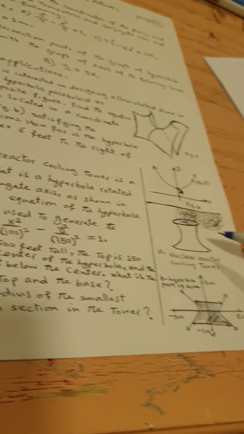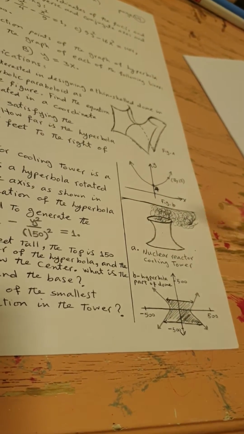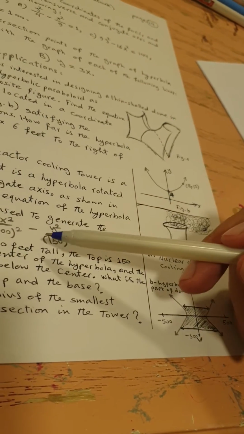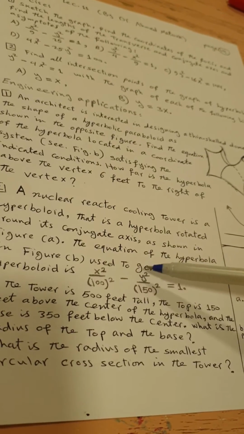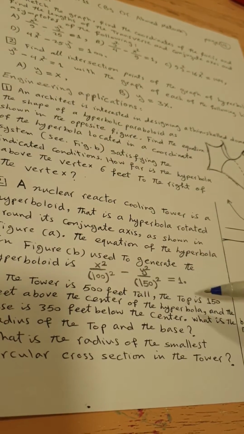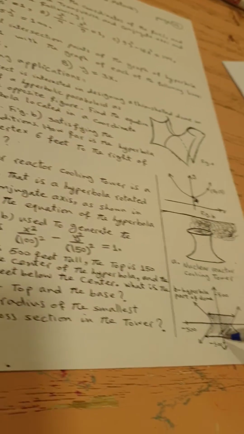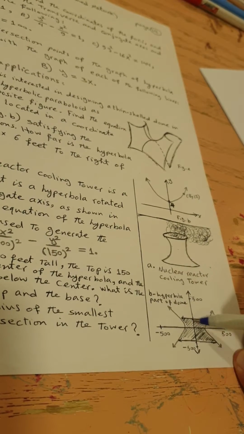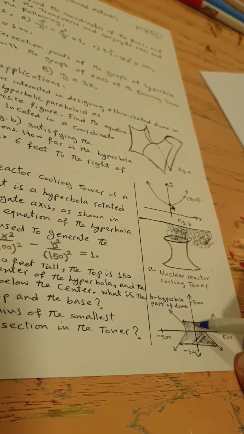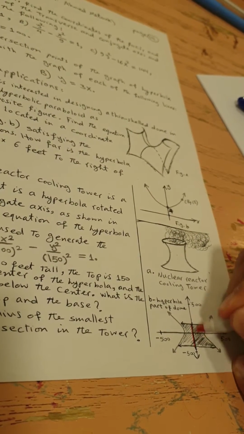These two figures clearly show our graph. The equation of the hyperbola is given by x squared over 100 squared minus y squared over 150 squared equals 1. If the tower is 500 feet, this means that the height of the tower is 500 feet. This is the height of the tower, 500 feet.